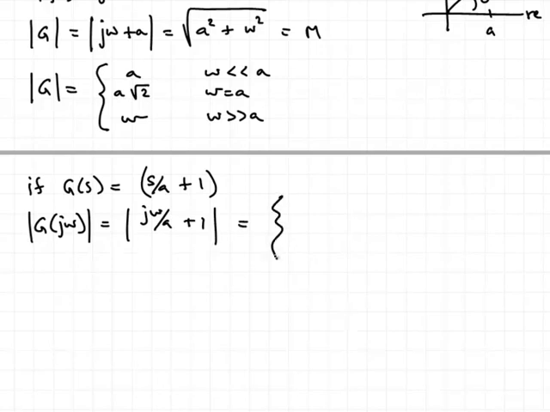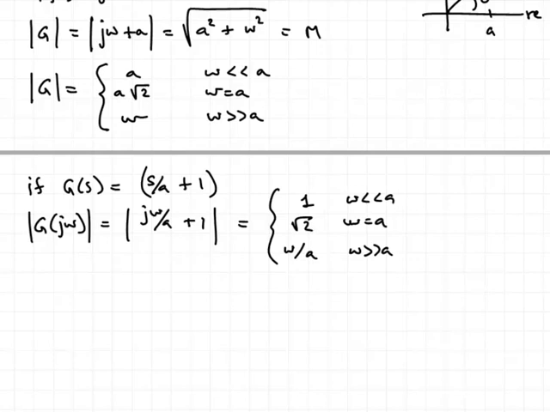And here we could write the same three cases. When omega is much, much less than a, now we have essentially just the real part, which has a value of 1. When omega is much, much greater than a, then we have the imaginary part that dominates, so we have omega over a. And when omega is equal to a, we have j plus 1, so we have square root of 1 squared plus 1 squared, or square root of 2.